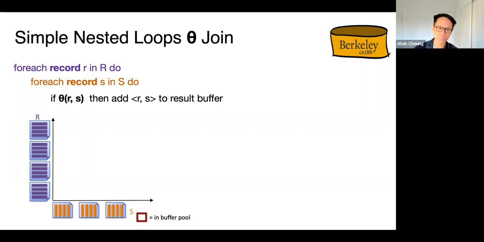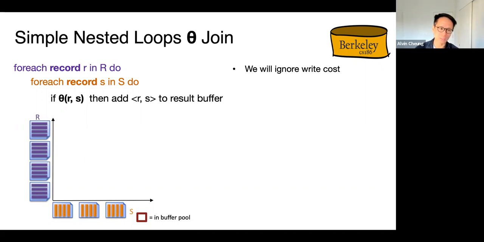Now, the theta function basically acts as the join predicate, and it's going to return true if we want to actually combine those two tuples and then output that to the result buffer. In terms of calculating the cost of nested loop joins, we are going to ignore the cost associated with writing out those resulting tuples back to the disk.